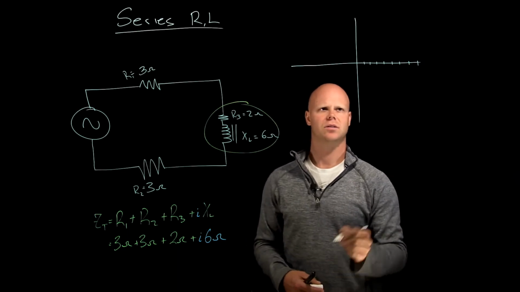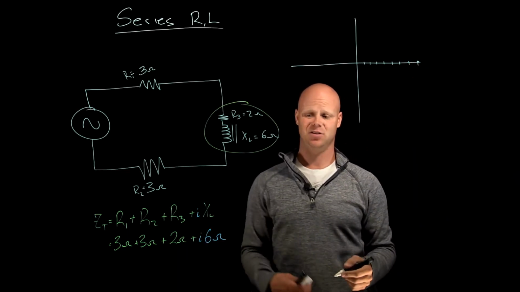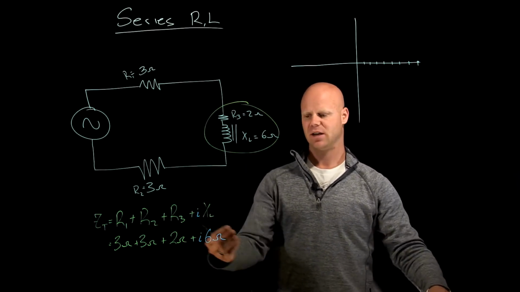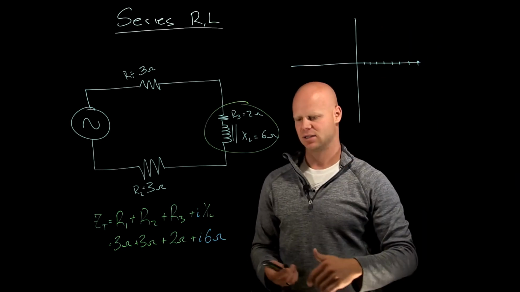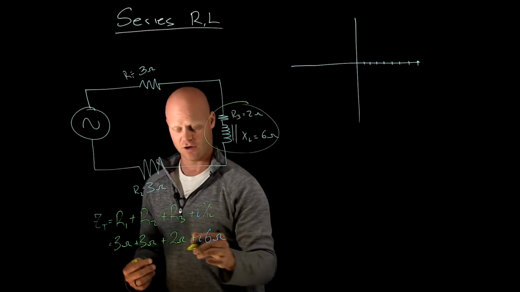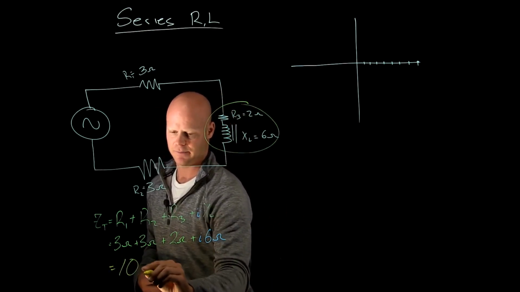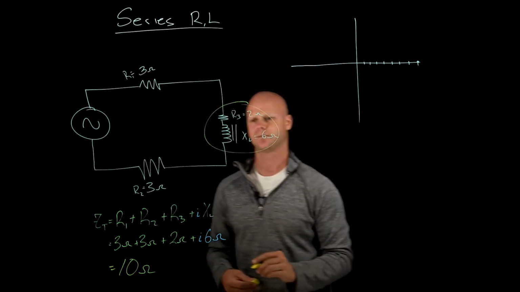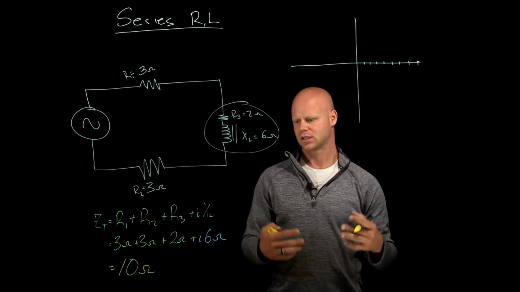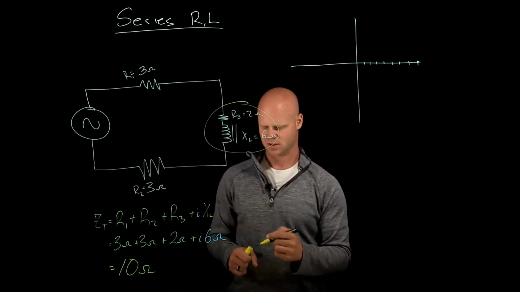Okay, so there's my 8 units to the right. My impedance is moved to an imaginary value of 6, so I know where that is going to fall. You don't just add them directly together, but when I add them with the convention of a complex number, I get 10 ohms. Okay? So 10 ohms is my impedance of this circuit.